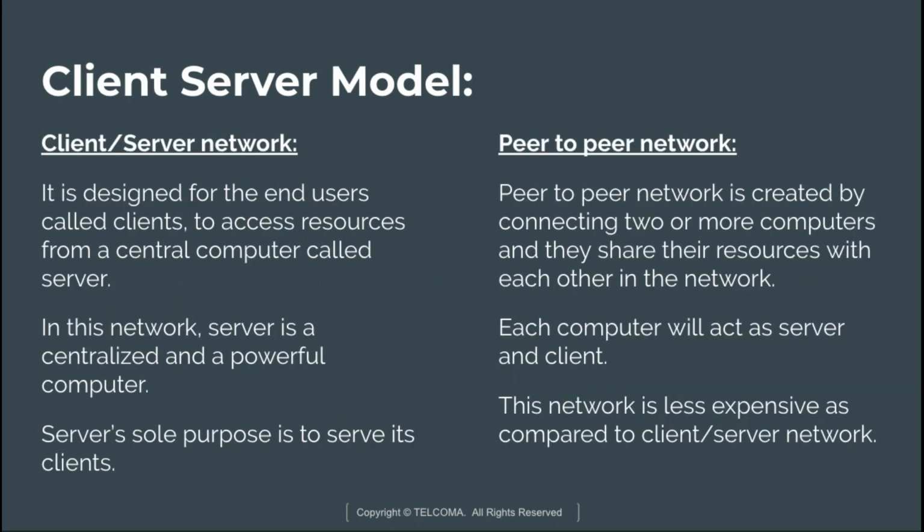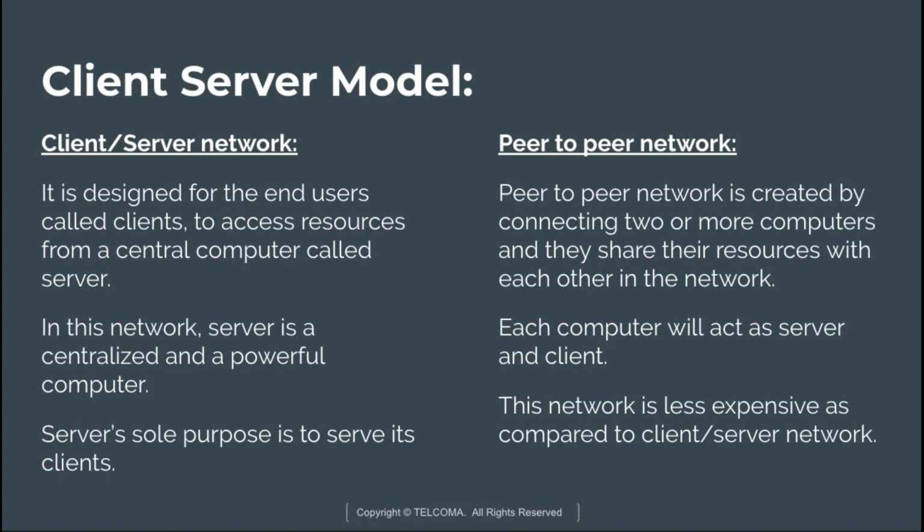The next is the difference between client-server network and peer-to-peer network. In a client-server network, it is designed for the end user called client to access resources from a central computer called server. Whereas a peer-to-peer network is created by connecting two or more computers, and they share their resources with each other in the network. In client-server, the server is a centralized and powerful computer, whereas in peer-to-peer, each computer acts as a server and a client.